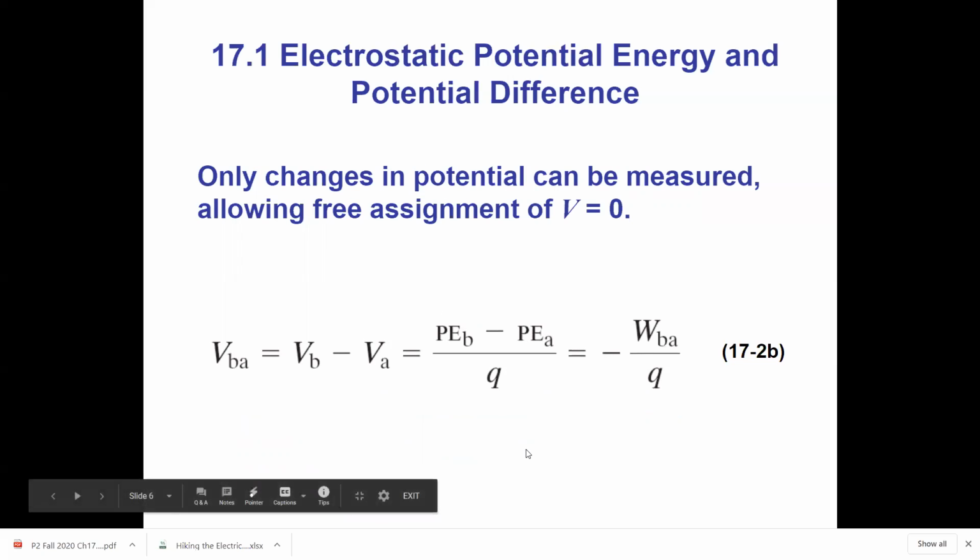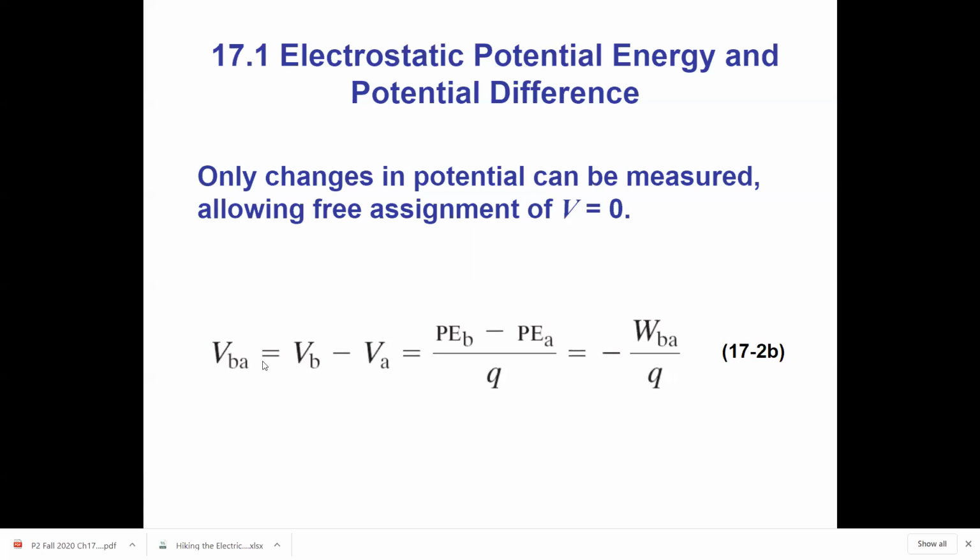So the potential in going from B to A, and so that's a potential difference, if you will. The difference in electric potential between point A and point B is equal to the opposite of the work done per unit charge. So if I multiply both sides by Q, then I would have the relationship between work and the change in potential energy.